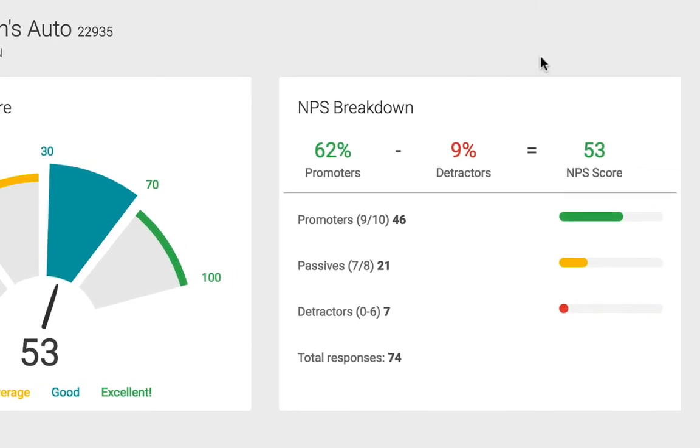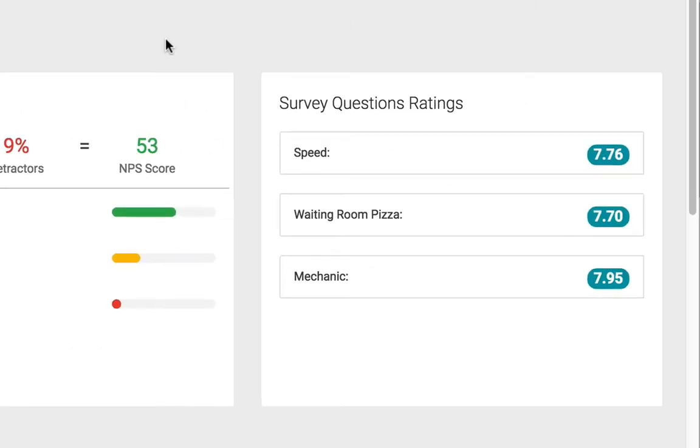Just to the right of that is the breakdown. So your promoters minus your detractors equals your Net Promoter Score. And how many promoters you have, in this case 46 promoters, 21 passive, 7 detractors for a total of 74 responses. It also has the survey questions ratings on the right hand side.